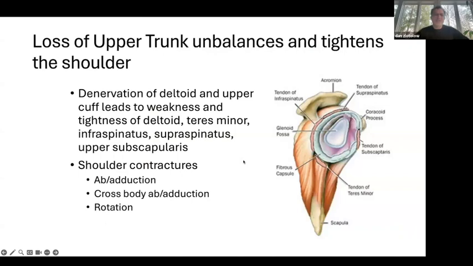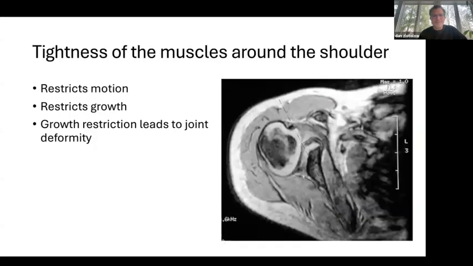So we all know these things. The loss of the upper trunk unbalances and tightens the shoulder, as has been shown to us by both Chesko and Roger Cornwall. Denervation of the deltoid and upper cuff leads to weakness and tightness of the deltoid, teres minor, infraspinatus, supraspinatus, and the upper subscap. Then you have these shoulder contractures: because everything is tight, you get abduction and adduction contractures, both crossbody abduction and adduction contractures, and rotational contractures as well.